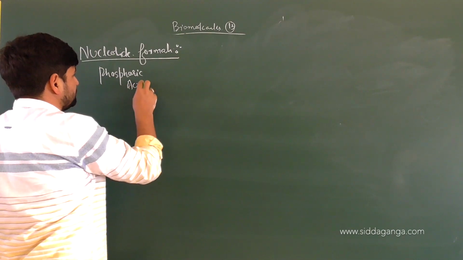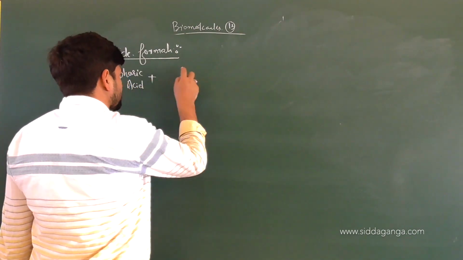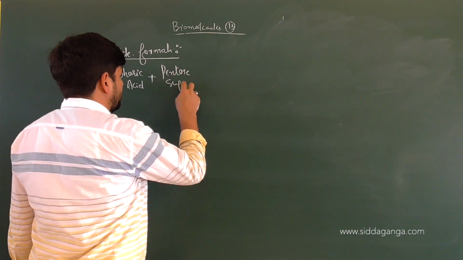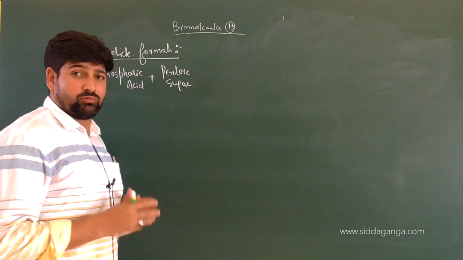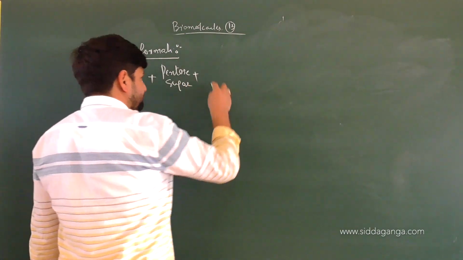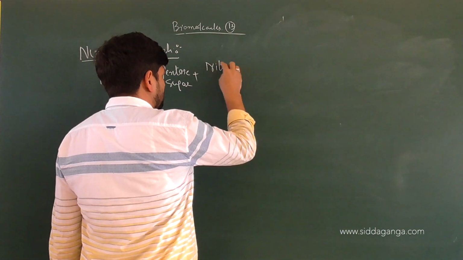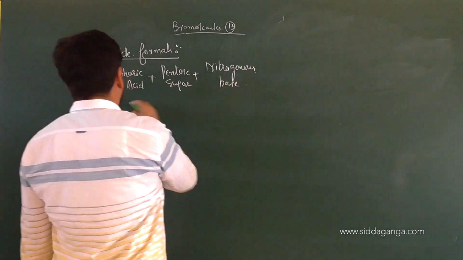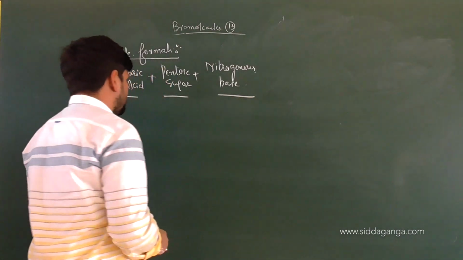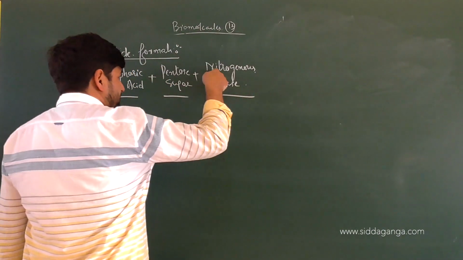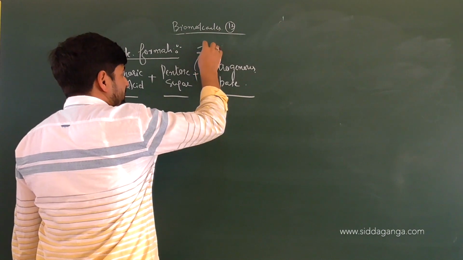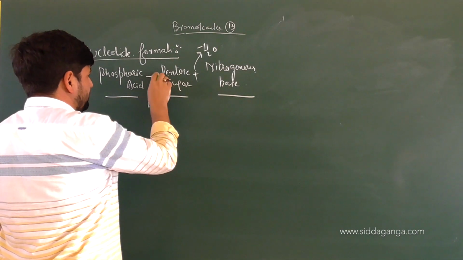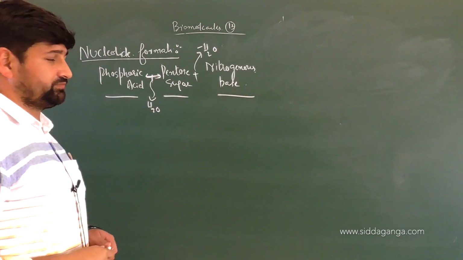Phosphoric acid plus pentose sugar. I am writing pentose sugar because I am not specifically talking about DNA or RNA. And nitrogenous base. So when nitrogenous base will interact with pentose sugar, there will be elimination of water molecule, and there will be elimination of water molecule here also, which I have already told you in my last class.